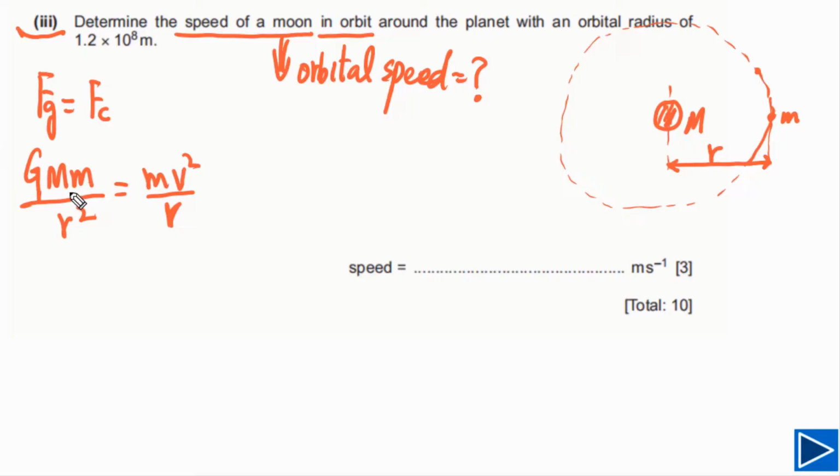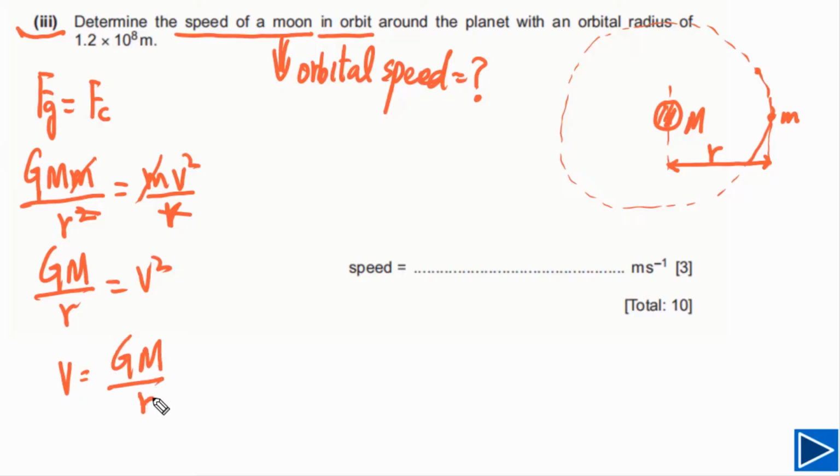Now in this case, again we can cancel the mass of the moon, and this one R we can cancel with this. So we are left with G capital M over R, and this is equal to v squared. So we can simplify this one. We can write v is equal to the root of G capital M over R.